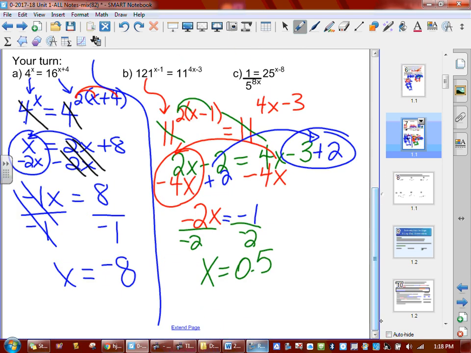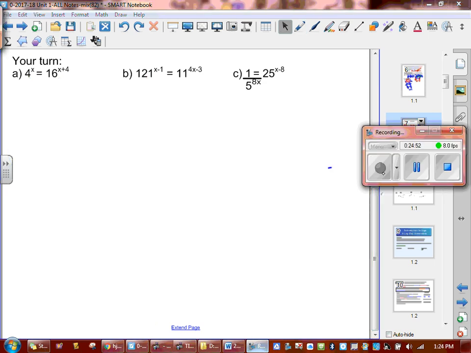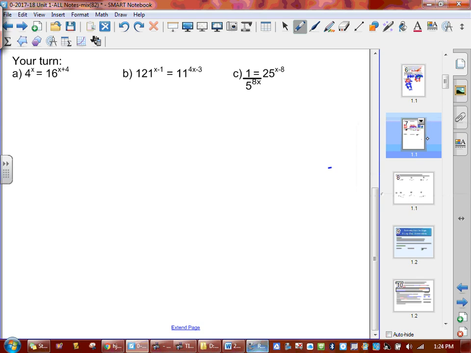Okay, when we look up here, the very first thing you need to do is flip that 5 with the exponent 8x upstairs. So when this guy flips up, that 8 is going to become a negative 8x. So we're going to have 5 to the negative 8x equals 5 squared. That's what 25 is, 5 squared. Now I open a bracket and put this exponent that's there, x minus 8.